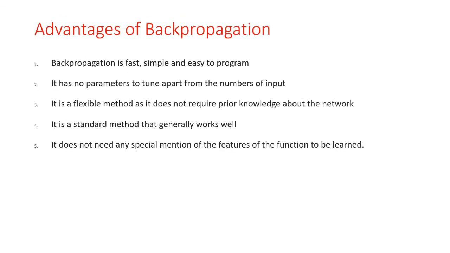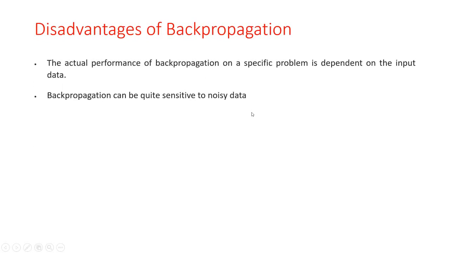Advantages of backpropagation, what are its advantages? Backpropagation is fast, simple and easy to program. It has no parameter to tune apart from the number of inputs. It is a flexible method as it does not require prior knowledge about the network. Then it is a standard method that generally works well. And the last is it does not need any special mention of the features of the function to be learned. OK, so these are the advantages of backpropagation.